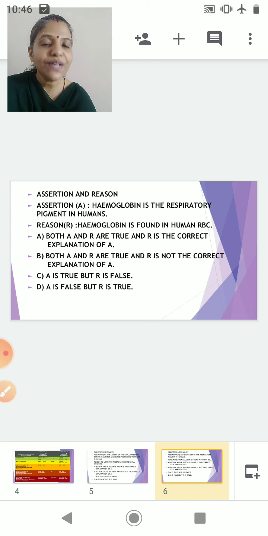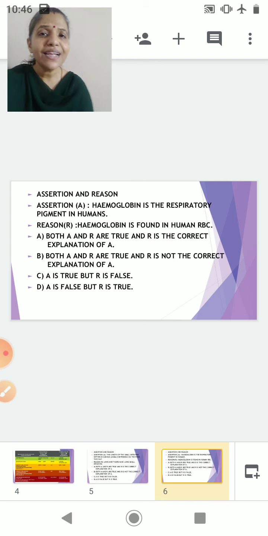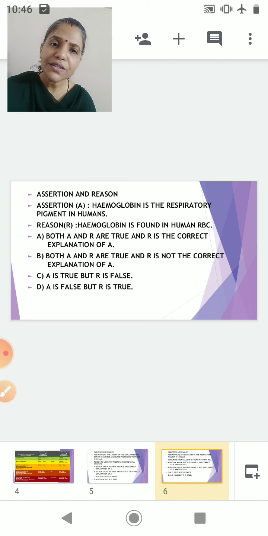Now let's go to the reason. Reason says hemoglobin is found in the human RBC. No, it doesn't appear like a reason, correct? It again appears like a statement. Yeah, hemoglobin is found in the human RBC. That is correct. Yeah.